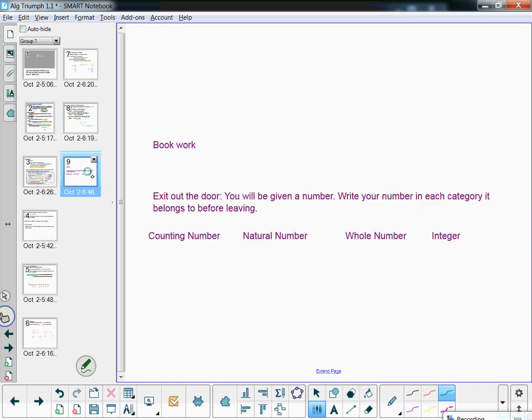Next, you will have bookwork, and you will be telling me in class if a number fits as a counting number, a natural number, whole number, and integer. Here's something to remember. Counting number and natural number are the same.